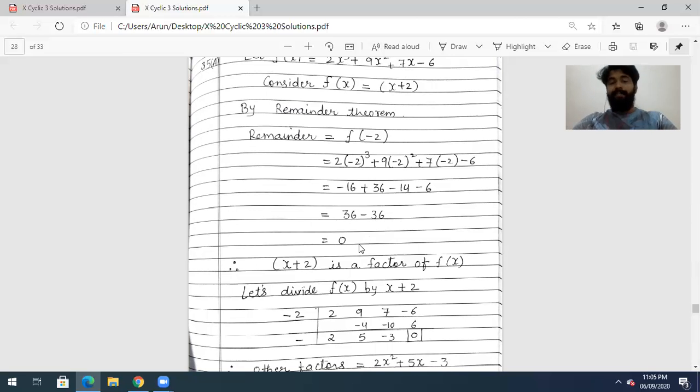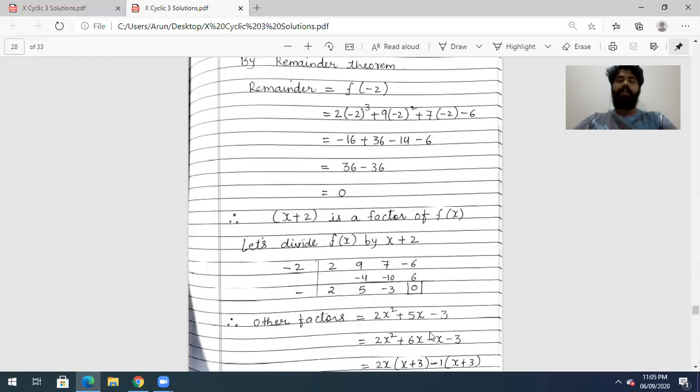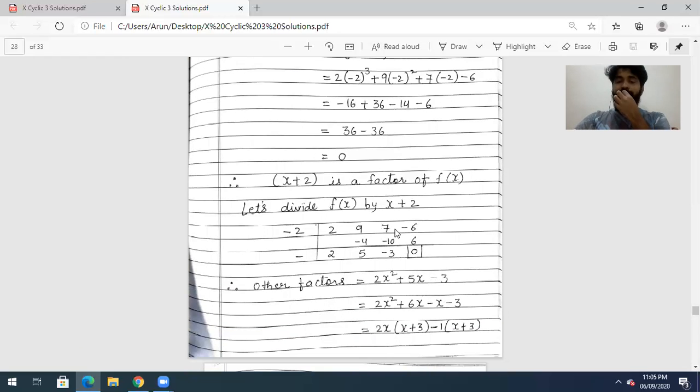Now since the remainder is 0, we can say x plus 2 is a factor of f of x. And once we have one factor, you can apply synthetic division or the long division method, whichever you're comfortable with, and we'll get the other factors as well. So 2x square plus 5x minus 3.